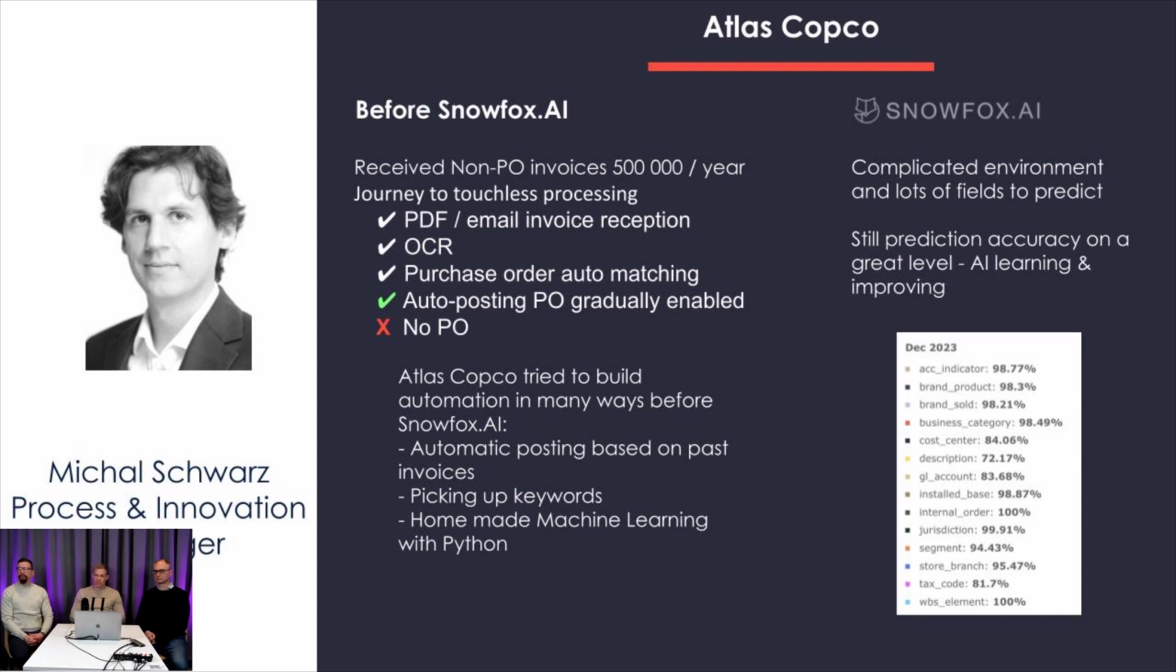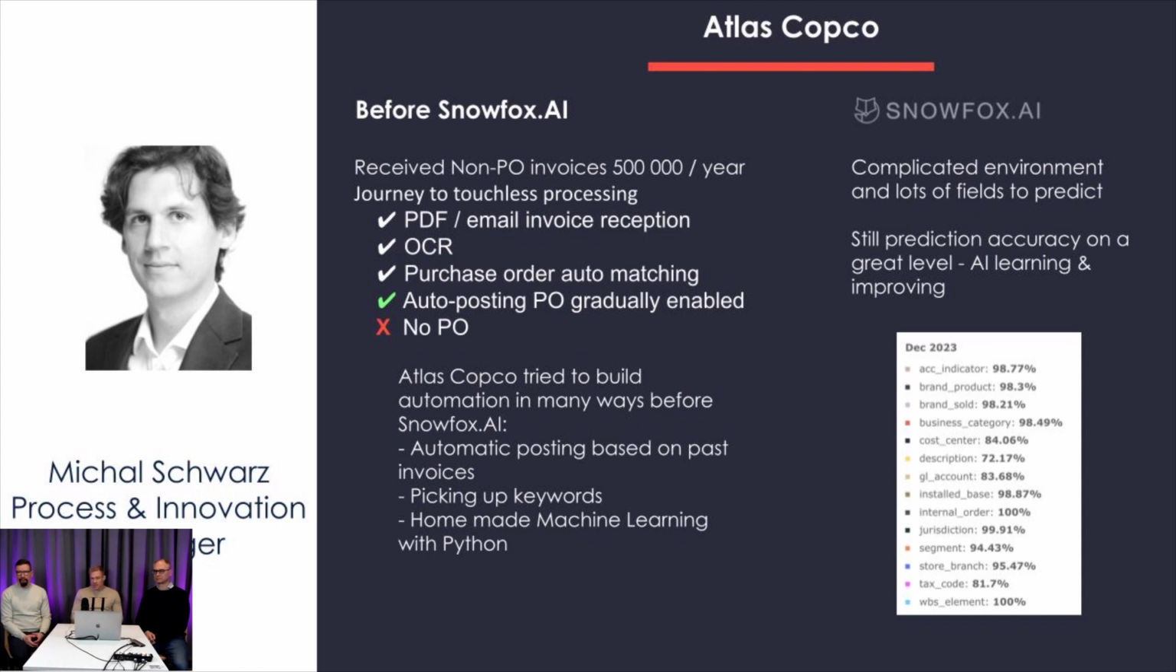Then they created a big list of keywords, which they tried to extract from the invoice, and then matched specific keywords to specific GL accounts and cost centers, for example. They created thousands of keywords and thousands of pre-postings based on keywords. And as you can imagine, with 500,000 non-PO invoices, you need thousands and thousands of keywords and related coding suggestions for each keyword. So yeah, it didn't work.